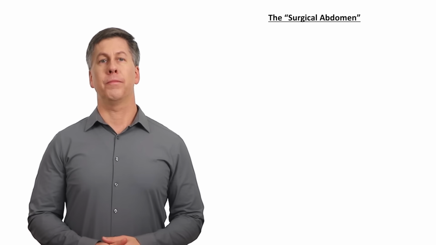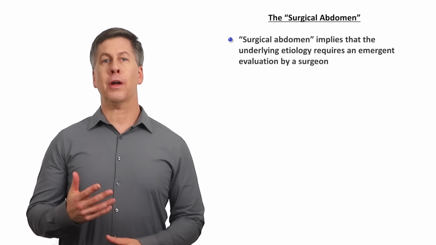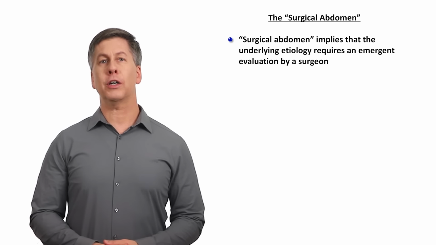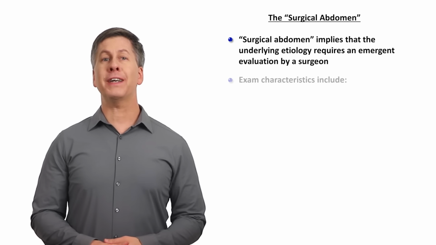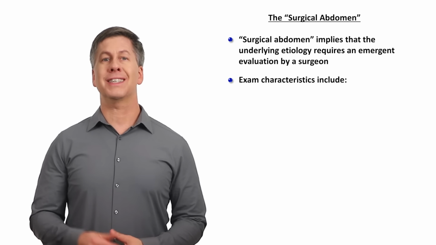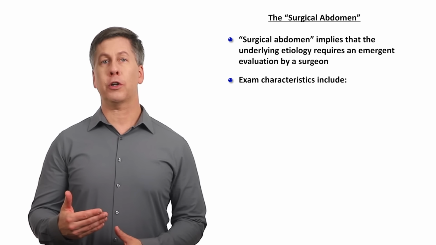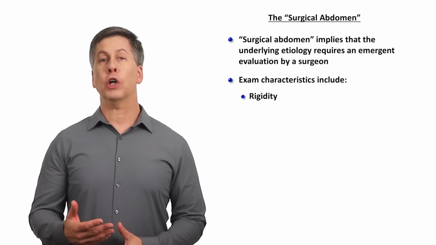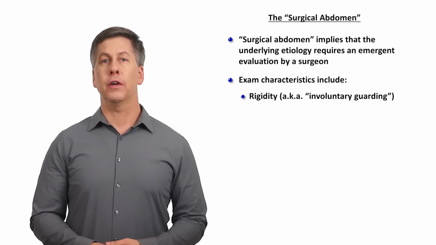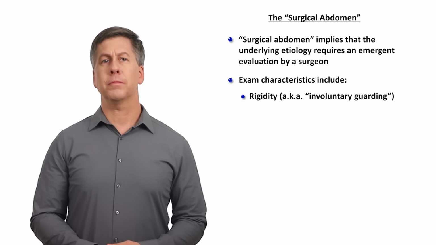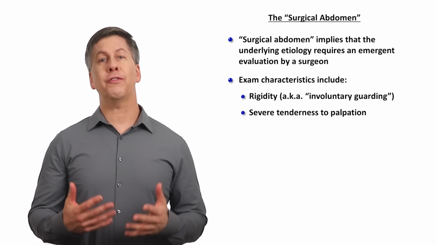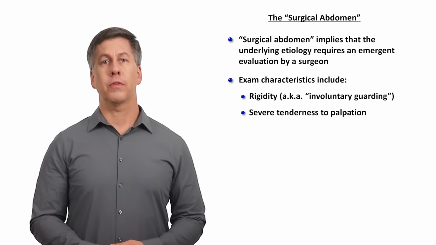When discussing acute abdominal pain, it's common to hear the term surgical abdomen. Use of this term implies that the underlying etiology requires an emergent evaluation by a surgeon. Specific exam characteristics that are consistent with a surgical abdomen include rigidity, also known as involuntary guarding, which is the most concerning of abdominal physical findings, unusually severe tenderness to palpation.